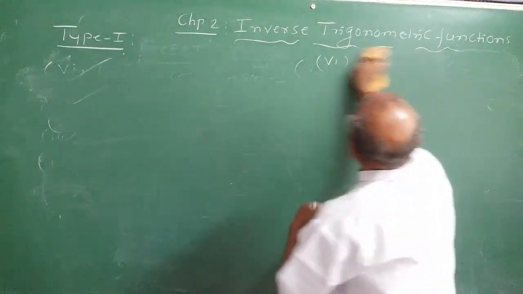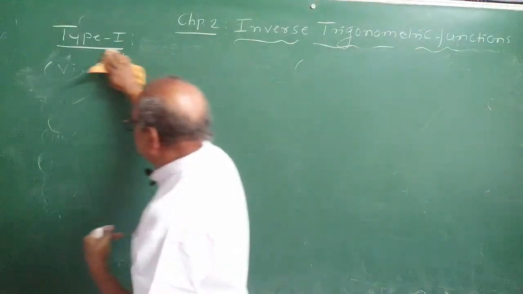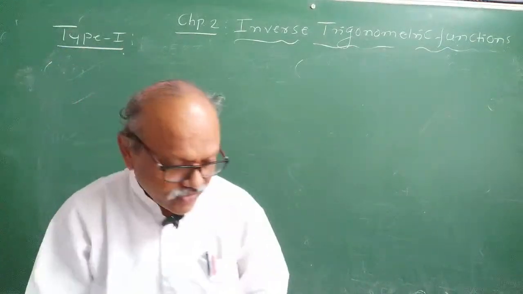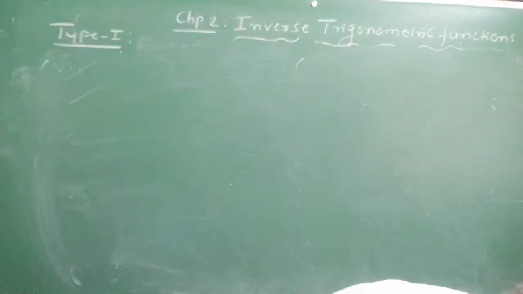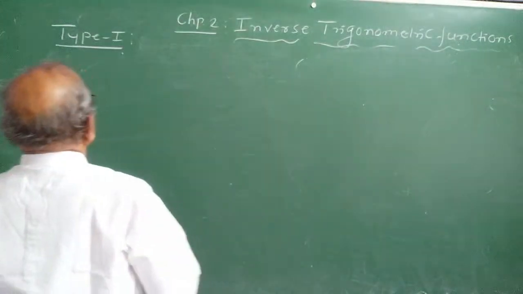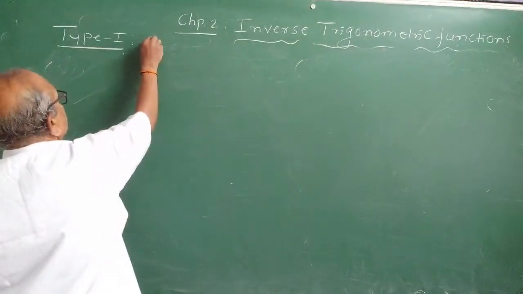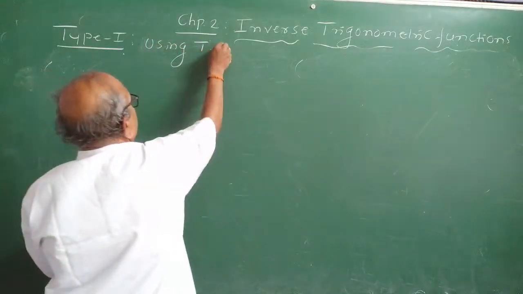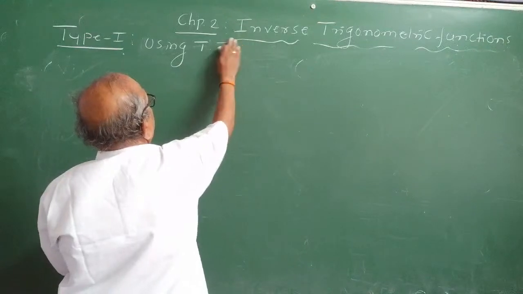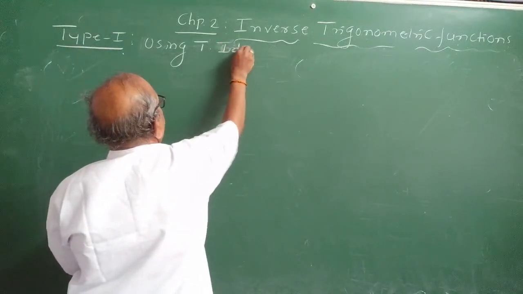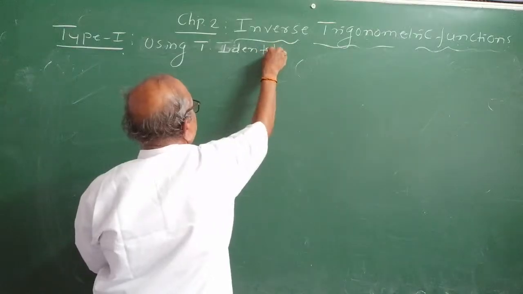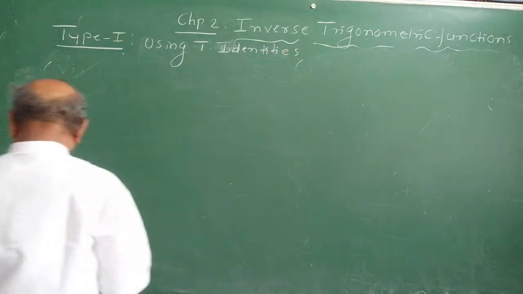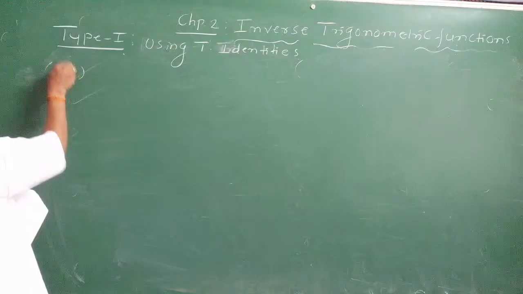See, evaluation using trigonometric identities. I will give a set of questions. Observe here. Using trigonometric identities, you studied in the first PU the half angle formula and trigonometric identities. You have to simplify. I have given you a list of identities. You can use them directly.